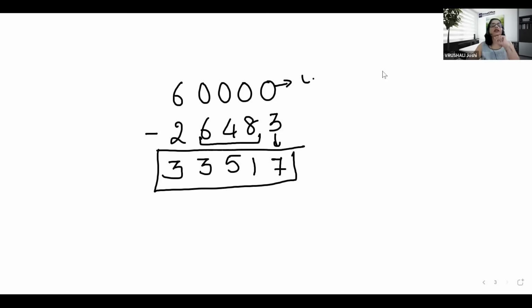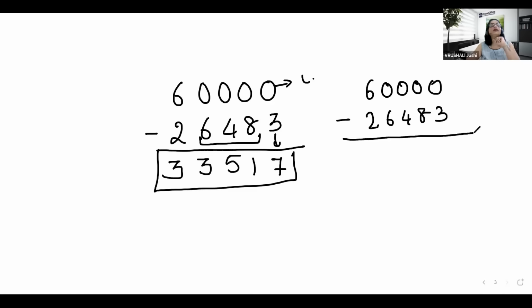Pay attention. I will do this sum with the carryover method, okay, that you do in the school. Suppose this is 60,000 minus 26483. Now, in the school method, you will actually cut this out, correct?